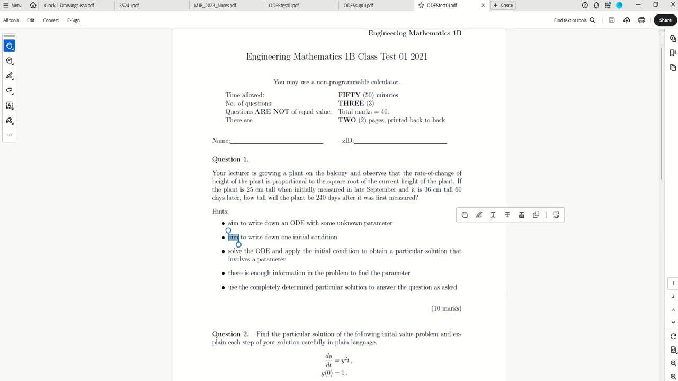Question 1. The lecturer is growing a plant on the balcony and observes that the rate of change of the height of the plant is proportional to the square root of the current height of the plant. If the plant is 25 centimeters tall when initially measured in late September and is 36 centimeters tall 60 days later, how tall will the plant be 240 days after it was first measured?